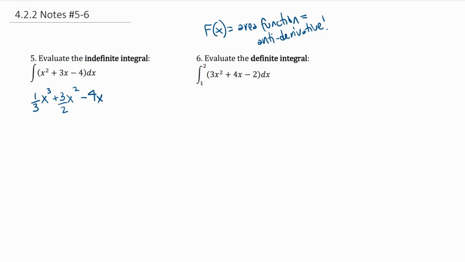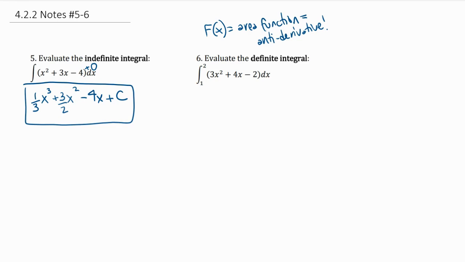And then here's the tricky part. You can't forget plus c. Because remember, there's kind of like an invisible plus 0 here. The antiderivative of 0 is c. The derivative of any constant is 0. Therefore, you need to have the plus c. Okay? And then that is your answer. There's nothing else to do. Just find the antiderivative and don't forget your plus c.